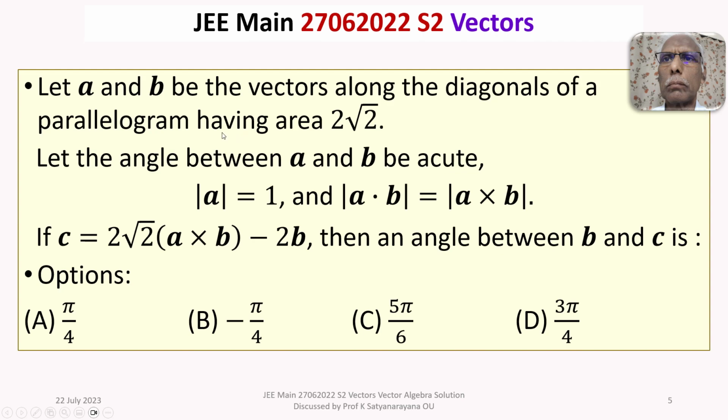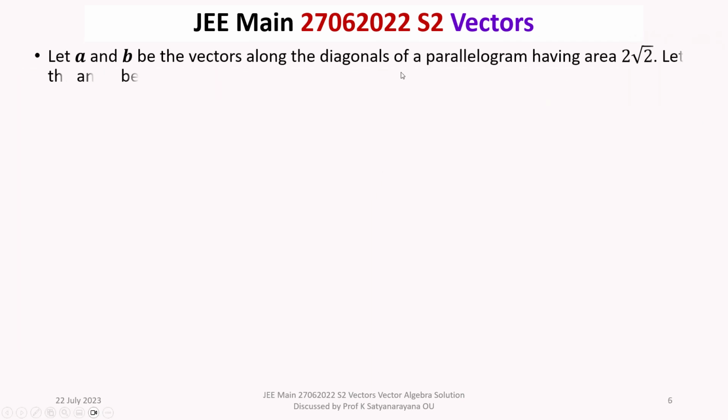Okay, we have a parallelogram and its area is 2 root 2, and these vectors A and B are along the diagonals of this parallelogram, and the angle between A and B is acute, and the length of the vector A is 1, mod of A is 1, and mod of A dot B is equal to mod of A cross B. If C is a vector given by 2 root 2 multiplied by A cross B minus 2B, then we are required to find the angle between B and this vector C. That means you have to choose an angle from these 4 options. That is the given question to us.